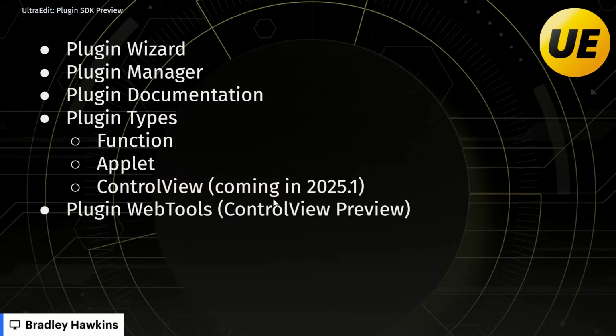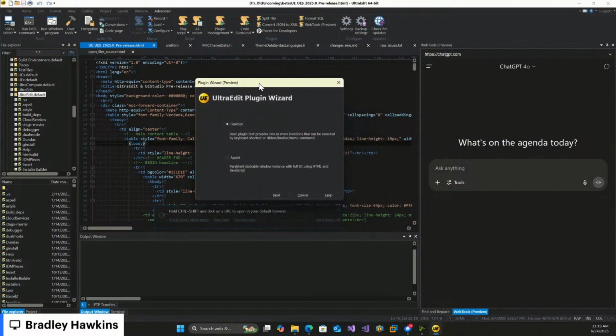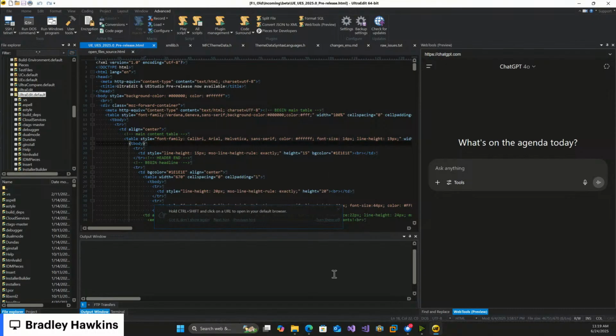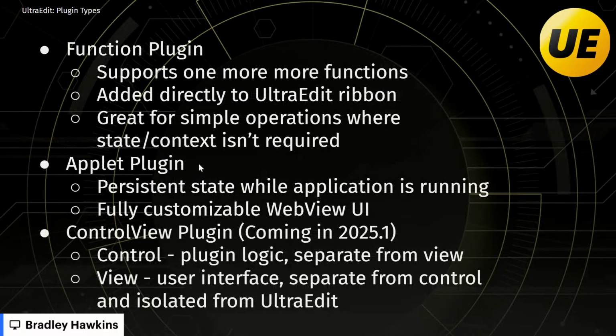So first, let's go to UltraEdit. And let's look at the plugin wizard. Start with, let's say you wanted to create a new plugin. You can come into the plugin wizard and you can select a, pardon me just a second. I am going to back up just a second. I want to brief you on something else first. I got ahead of myself. I apologize. All right, first let's talk about the plugin types. I skipped that. The plugin types we have function, applet, and control view.